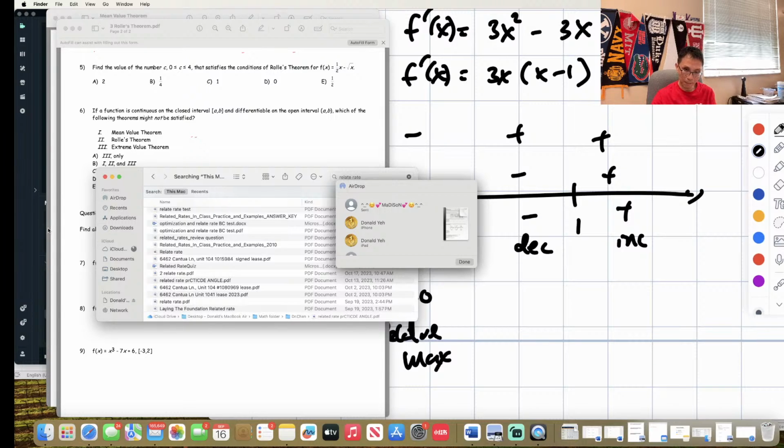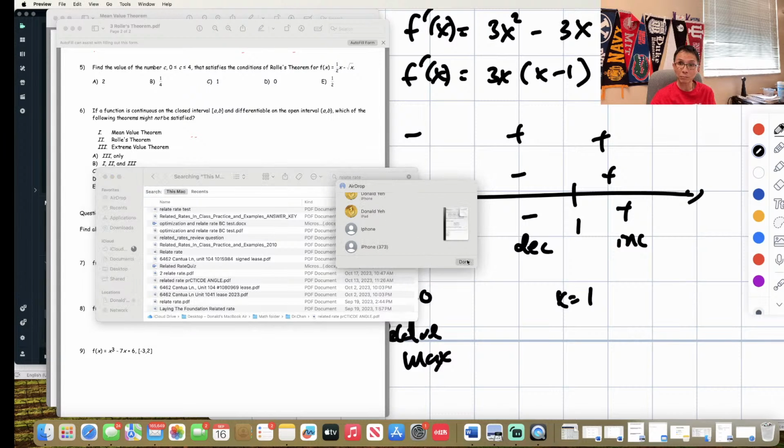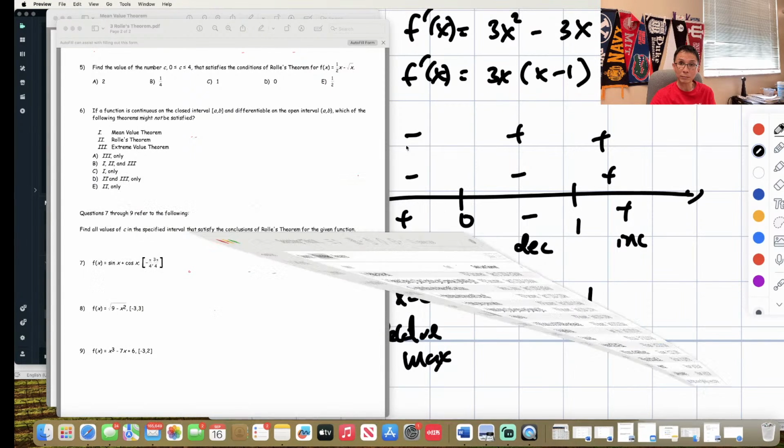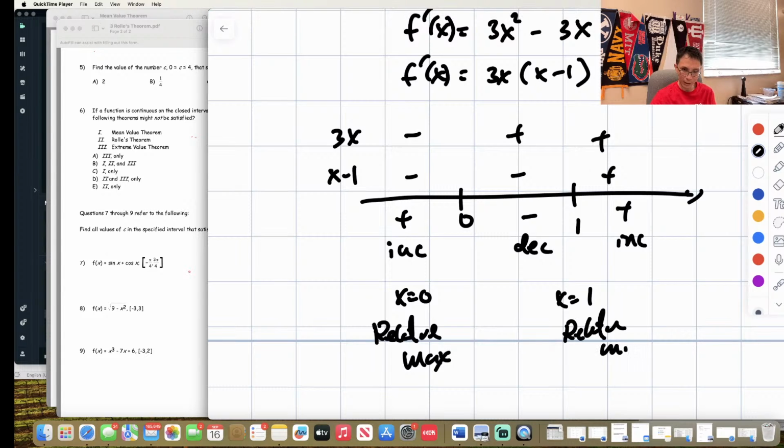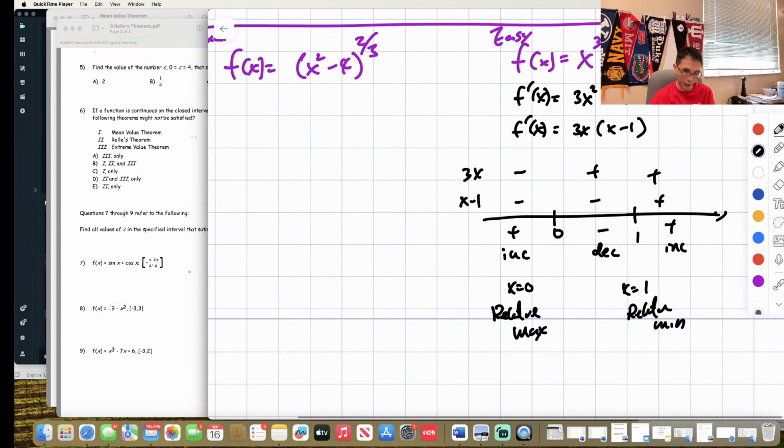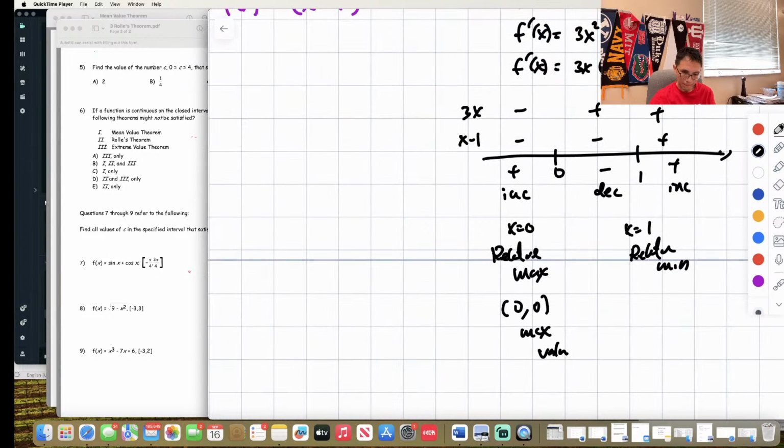Oh, there's a bunch of stuff on the screen. X equal to 1, I'm sorry, my fault. X equal to 1 is going to be a relative min. Now, if I want to find the maximum value, I have to plug into the original function. It will be (0, 0). That's going to be the max value, 0.